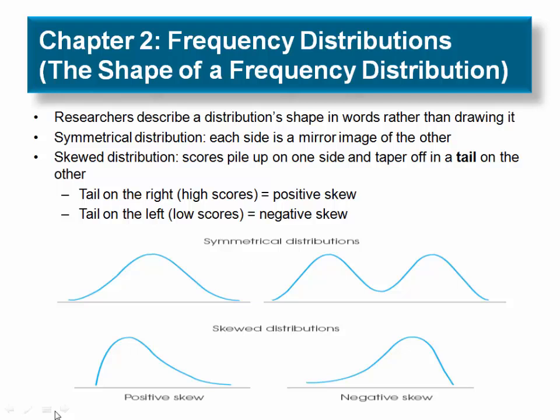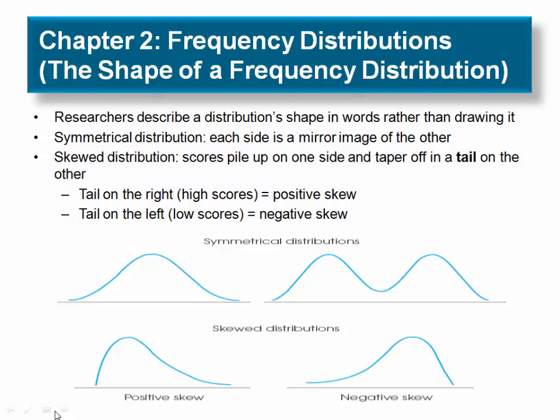Skewed to the right, or positively skewed, means that the curve leans left and trails off to the right, towards the positive end of the scale, as is shown on the slide. Skewed to the left means that the curve leans to the right and the tail trails off towards the left, towards the negative end of the scale.